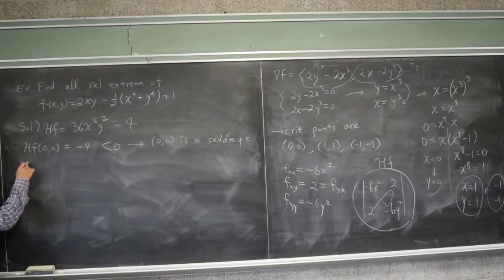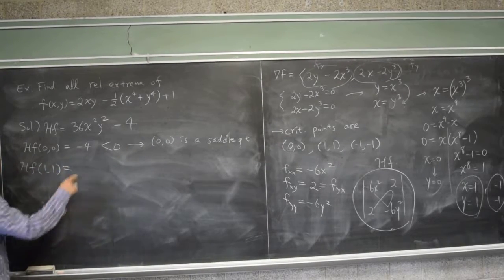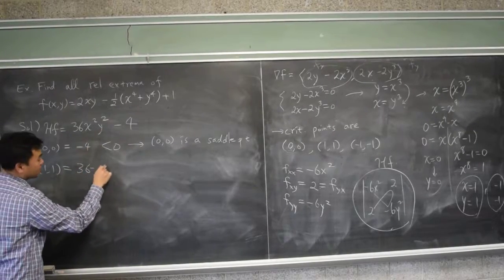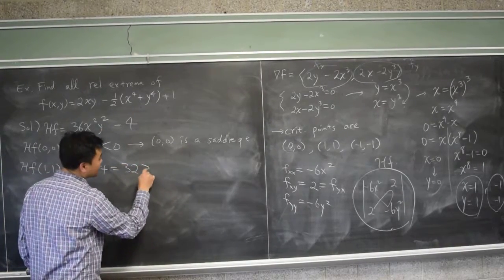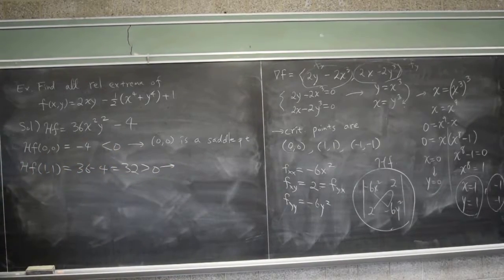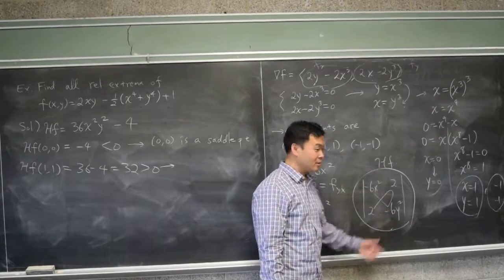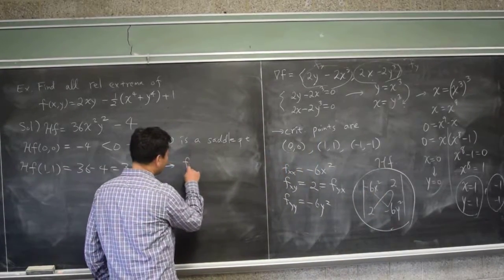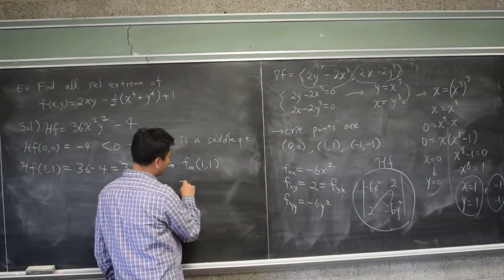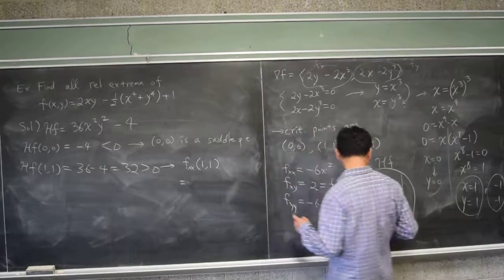Now let's do H of f at 1, 1. In that case, that's 36 times 1 times 1, so it's 36 minus 4, which is 32. That's positive. Therefore, now we have to look at what? Negative 6x squared, right?